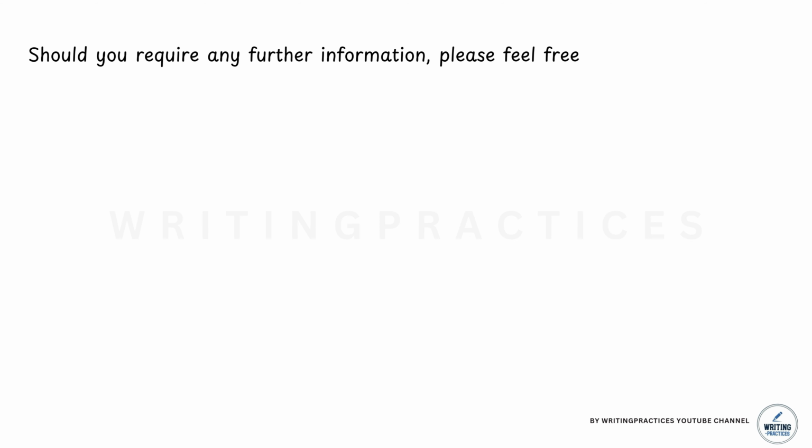Closing paragraph, offer to provide further information. Before signing off, add a short paragraph that invites the visa officer to contact you if they need anything else. Should you require any further information, please feel free to contact me via phone or email. This shows you're cooperative, transparent, and available for follow-up. It's a polite way to wrap up the letter and keep the communication open.